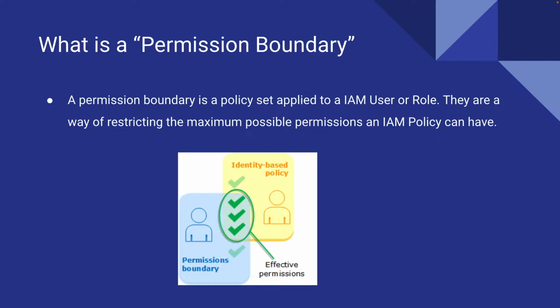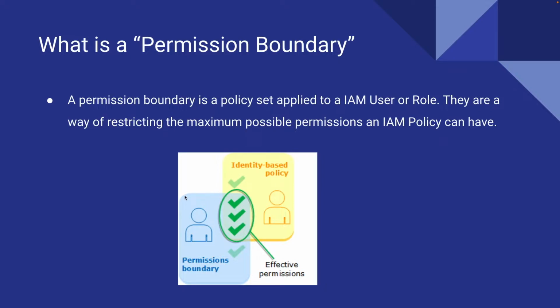A permission boundary is a policy set applied to an IAM user or role. They are a way of restricting the maximum possible permissions an IAM policy can have. It's an advanced feature for using a managed policy to set the maximum permission that an identity-based policy can grant to an IAM identity. So in this instance, we have an identity-based policy, which is assigned to a user. We also have a permissions boundary assigned to the user.